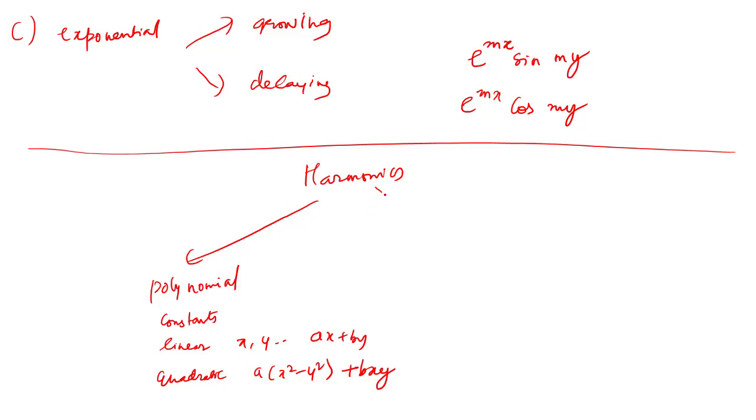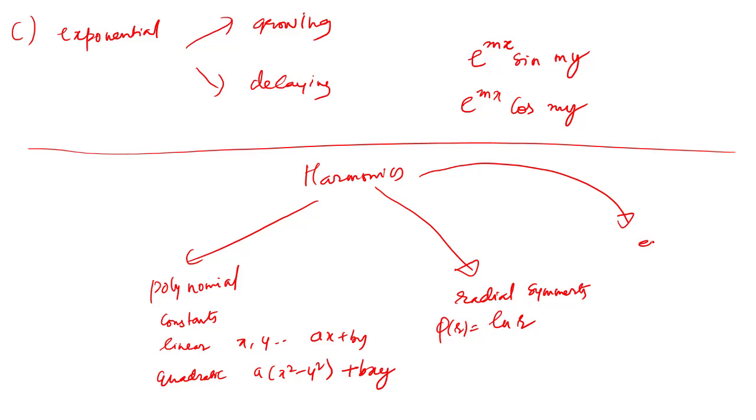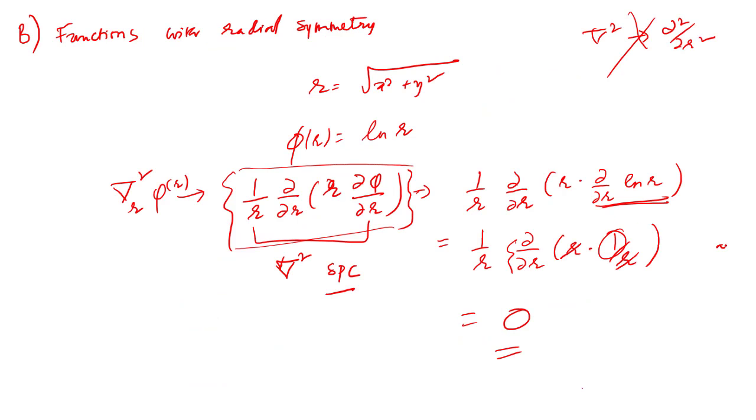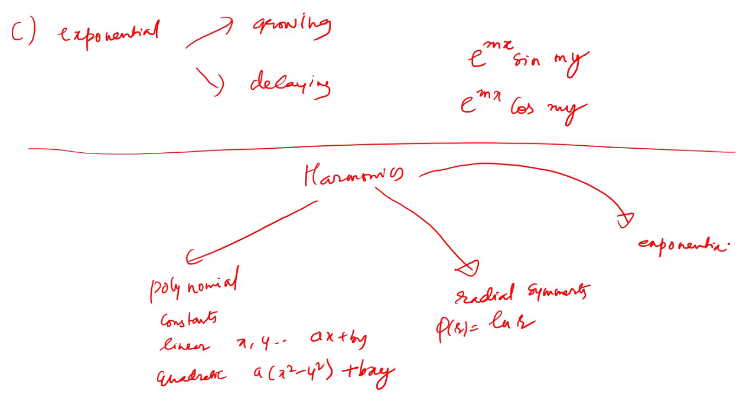And then we have another type of functions with radial symmetry. One of the examples is ln r, phi of r equal to ln r. And similarly, we have exponential functions, right? So these are different types of harmonic functions. So now let's talk about the average of a scalar function over a sphere.